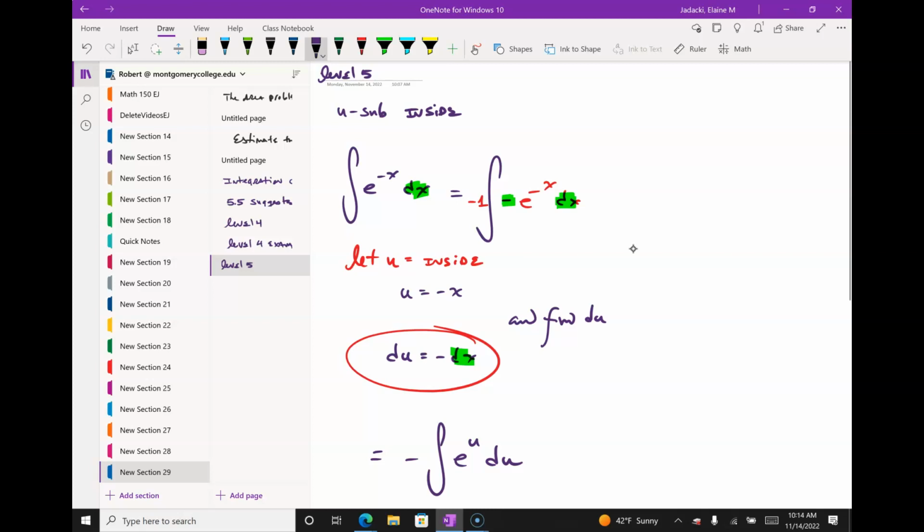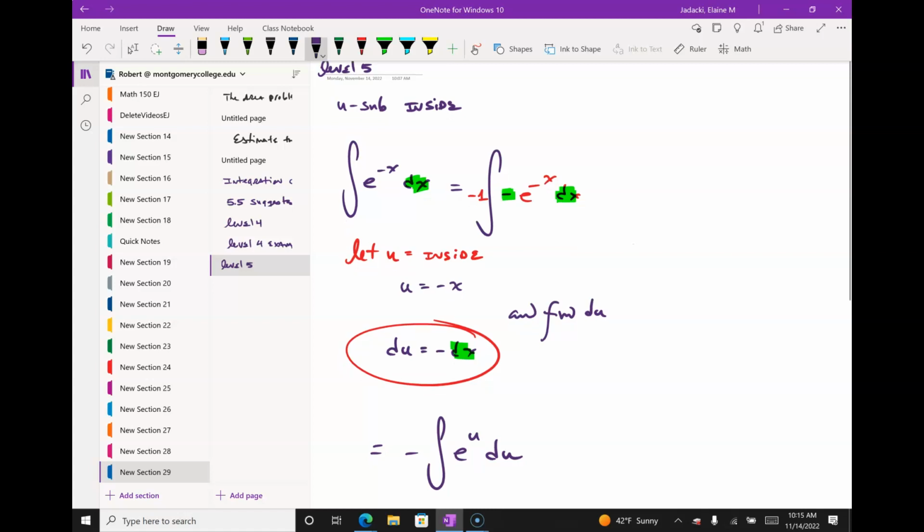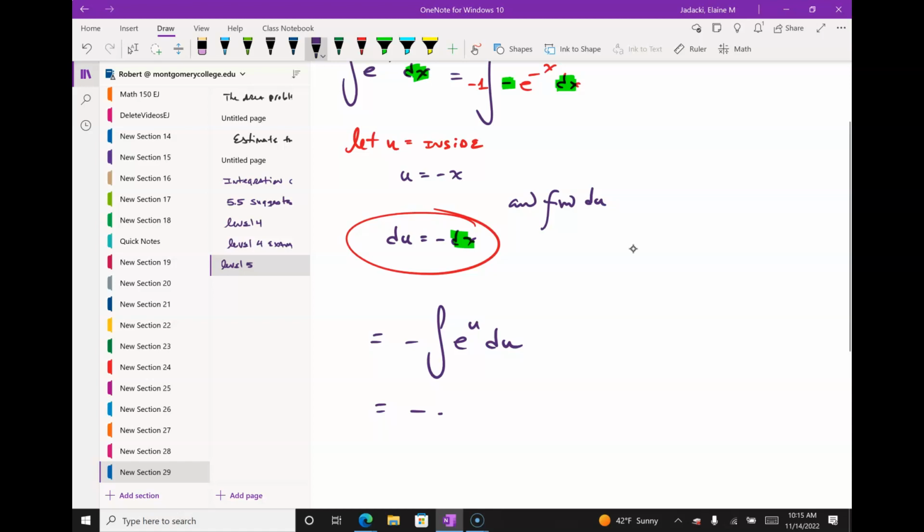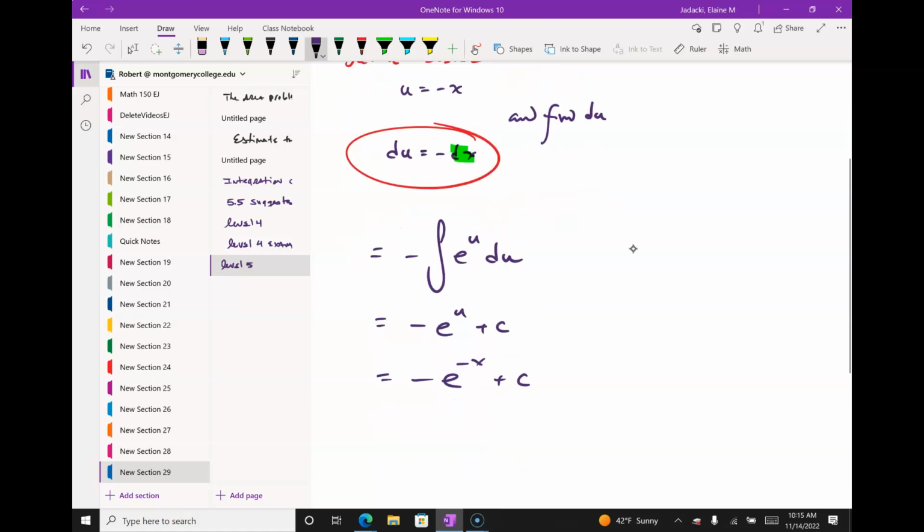Because we're now pretending x, our independent variable, is u. So I get the opposite of e to the u plus c, but u is negative x. So there it is, c minus e to the negative x.